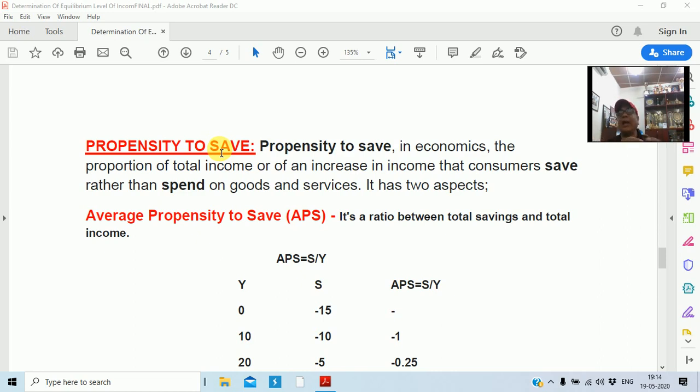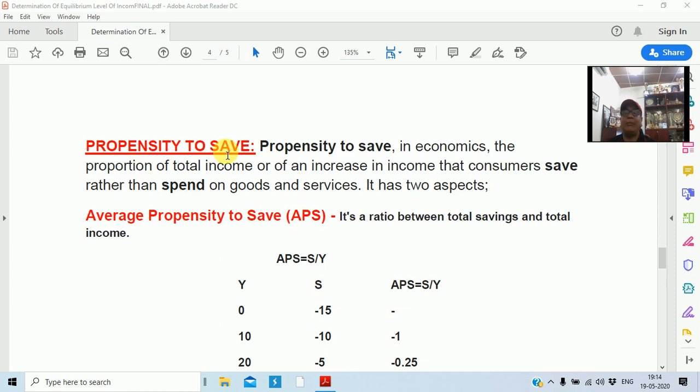It is the same as propensity to consume. There we first establish the relation between total consumption and total income. What do we call it? APC, average propensity to consume. Here we are going to develop the relation between total saving and total income. What will we call it? APS, average propensity to save. Propensity to save establishes the relation between saving and income. It is of two types.